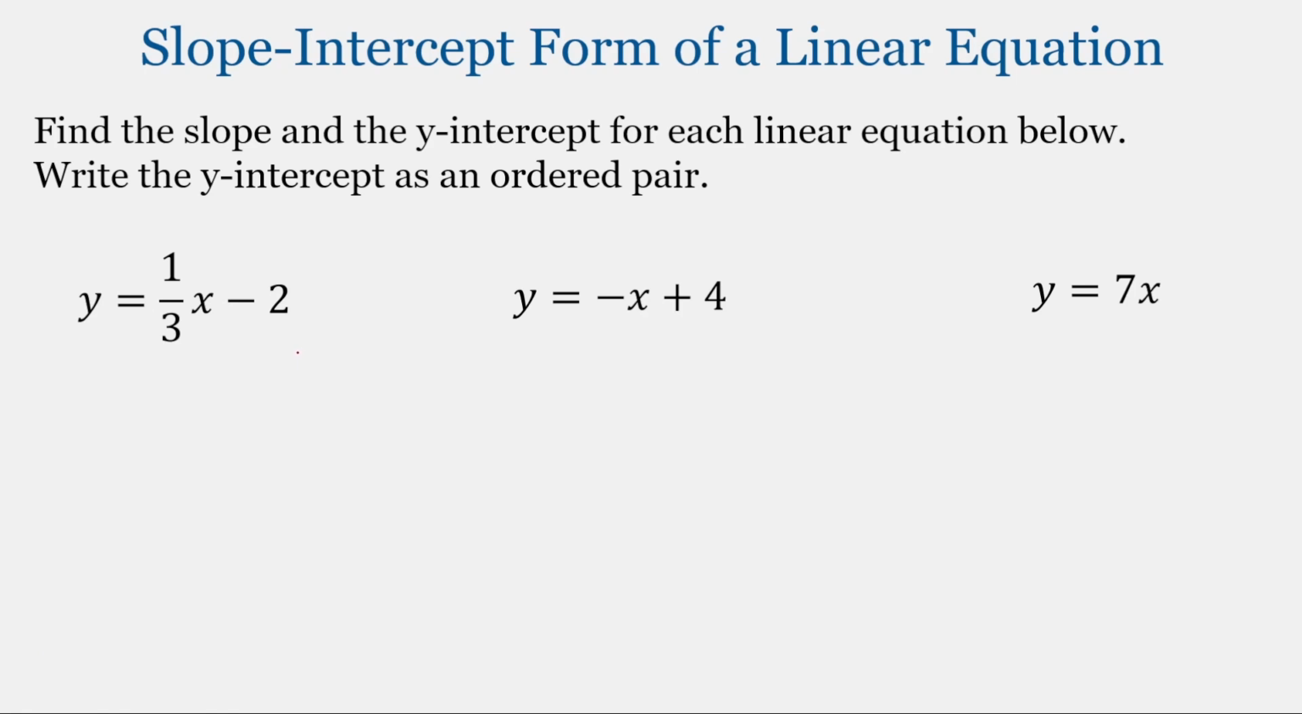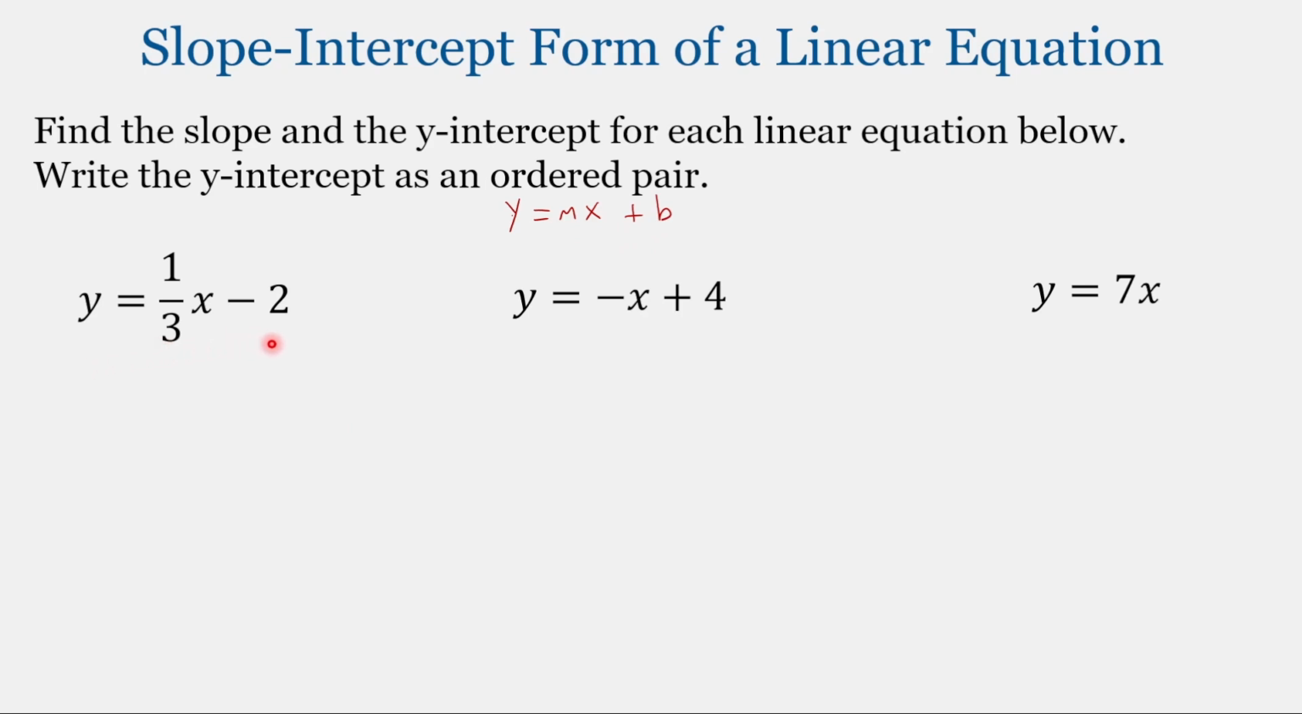So for these problems, we're going to find the slope and the y-intercept for each linear equation, and then we're going to write that y-intercept as an ordered pair. So let's get these equations in slope-intercept form. So y equal to mx plus b. So we want a y by itself on one side with a coefficient of 1. Again, you don't need to show that coefficient. But if you do not see a coefficient in front of a variable, the coefficient is 1. And then that's equal to x times a number. That number is your slope, m, plus a constant.